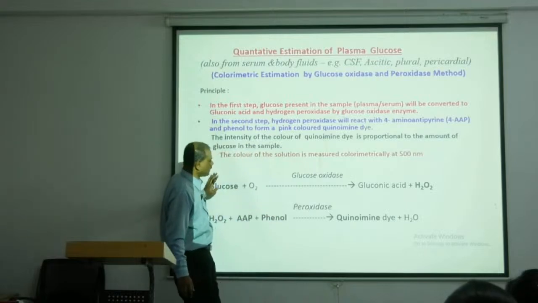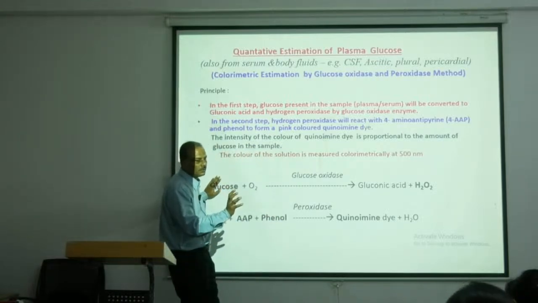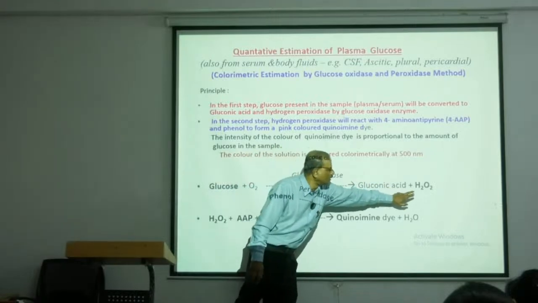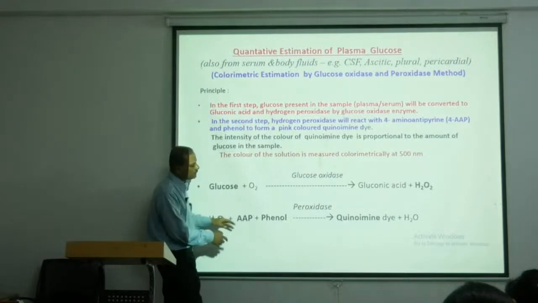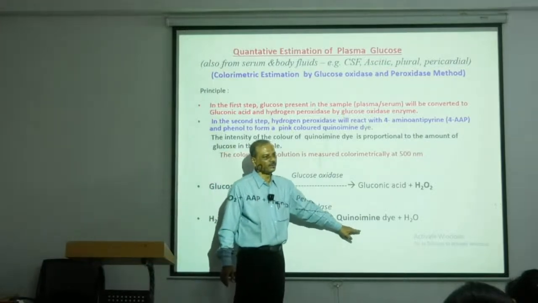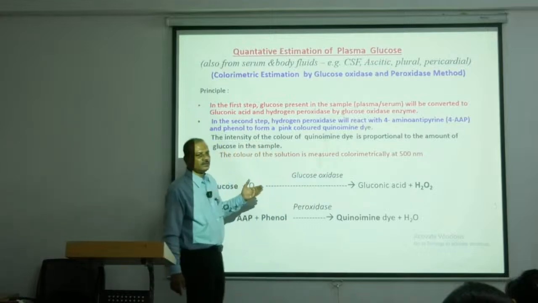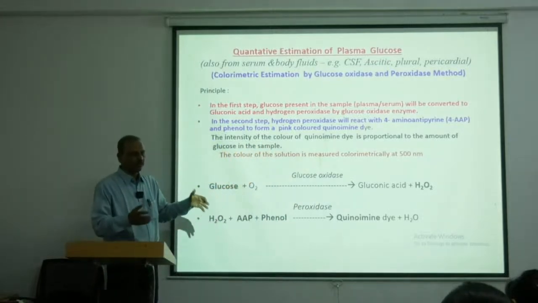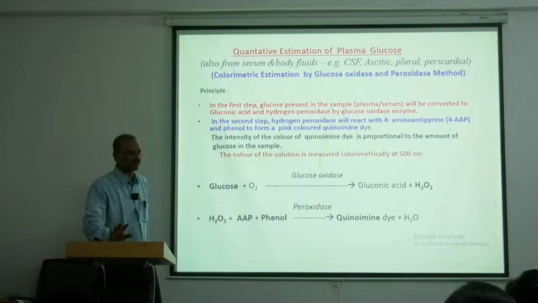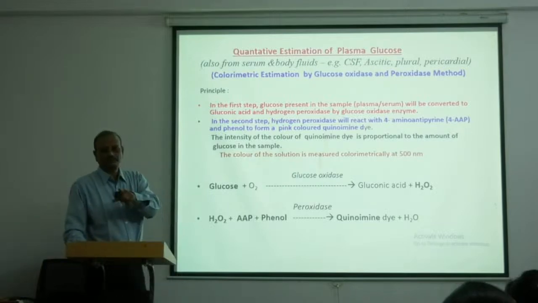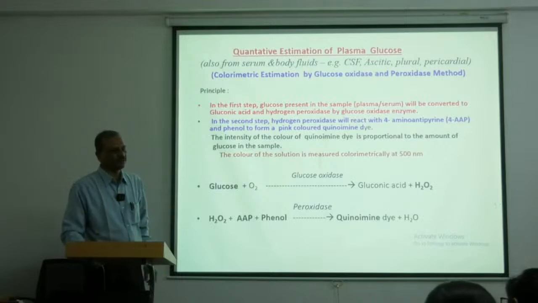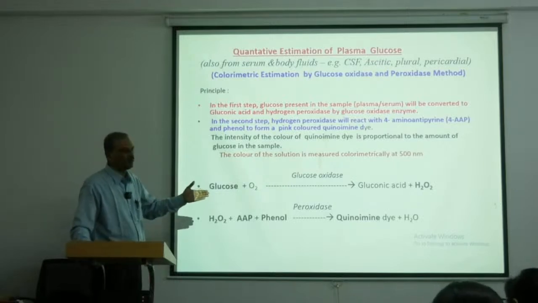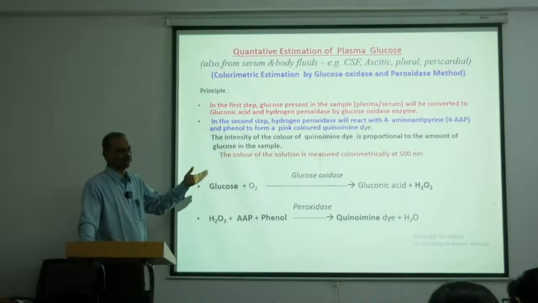Because suppose 100 milligram of blood glucose gives 100 milligram of H2O2, then 100 milligram of H2O2 will give 100 milligram of quinonimine dye. Similarly, if it is 200, it will be double. If it is 400, it will be double, and you will see this color in your practical class. Some of you in your batch who attended last week have seen a standard level with 100 and 400. What is the difference in the intensity of the color? The more intense the color, the higher the concentration.